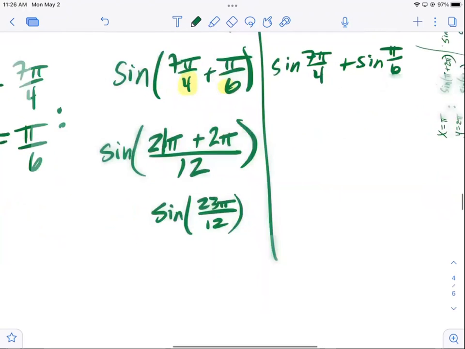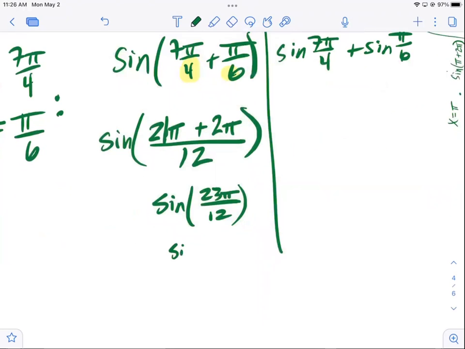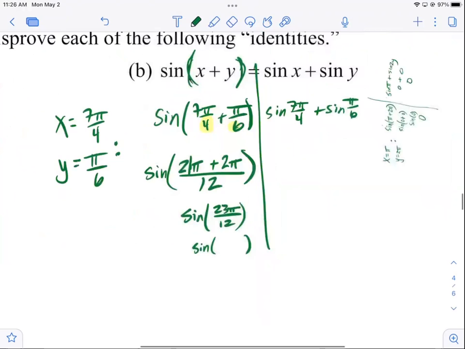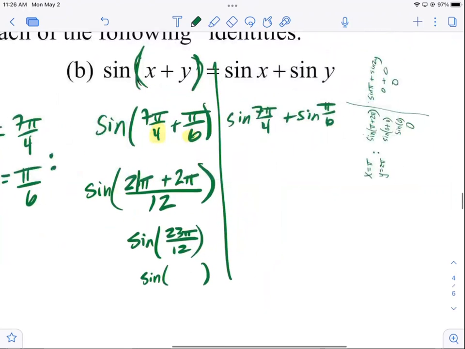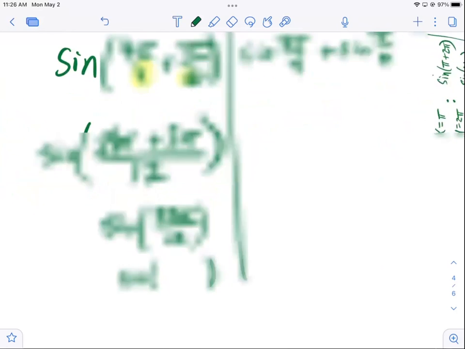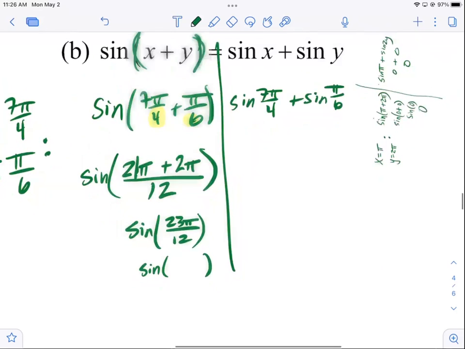Does that angle simplify? 7 pi fourths, 3 times 7 is 21, times 2. Oh, yeah. We can't figure that out, can we? 23 is prime. We tried.